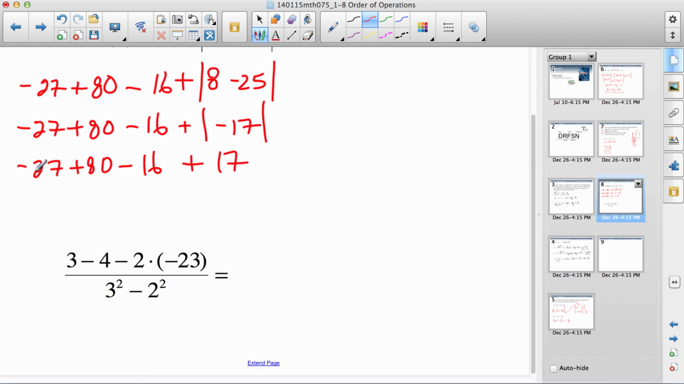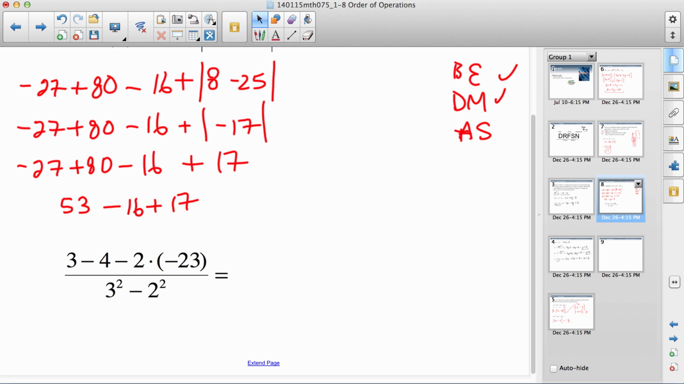Now, left to right. I've gotten rid of brackets or grouping symbols, I've gotten rid of exponents, and I also have gotten rid of divide and multiply. They're done. So now all I have to do is add or subtract, whichever comes first. So here we go, I've got an add right there. Let's add those two. So that would be about, I don't know, 53. I'm down 27, I gain 80. I think that's 53. And I'll just write whatever's left there.